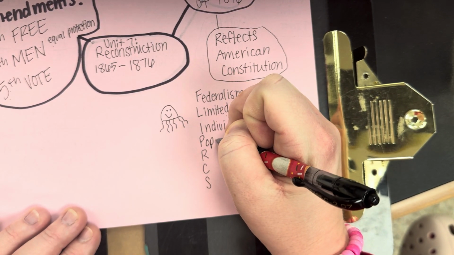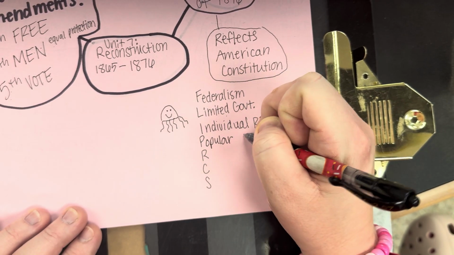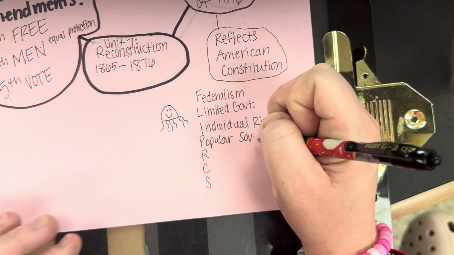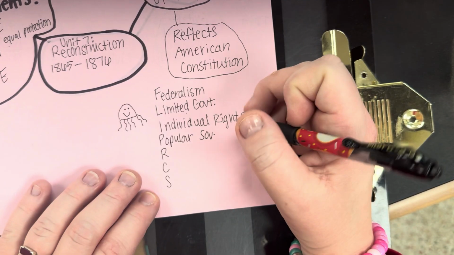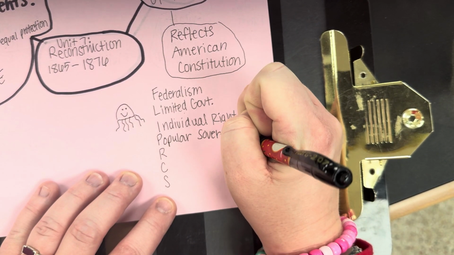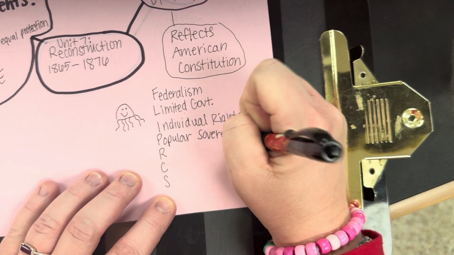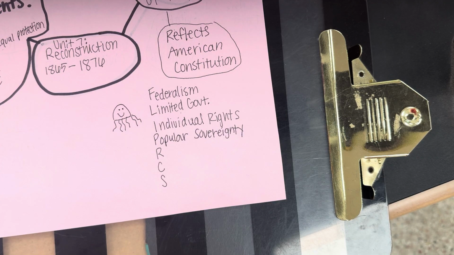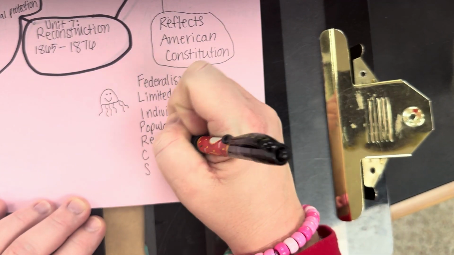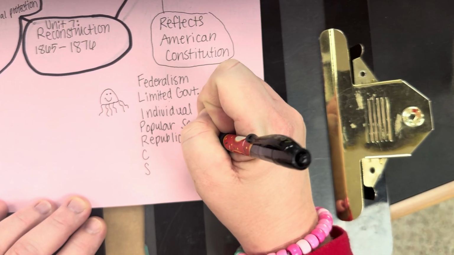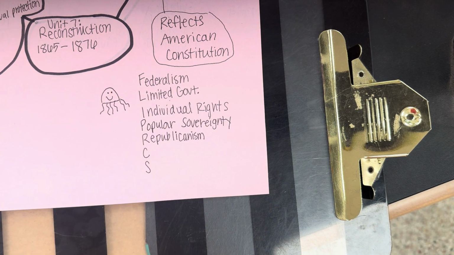P is for popular sovereignty. Oh my gosh. Hold on, I'm gonna misspell that one. Okay, I got it. Popular sovereignty means that the source of the government's power is the American people and the voters. R stands for republicanism. That means that the people elect representatives that represent what the people want in government.